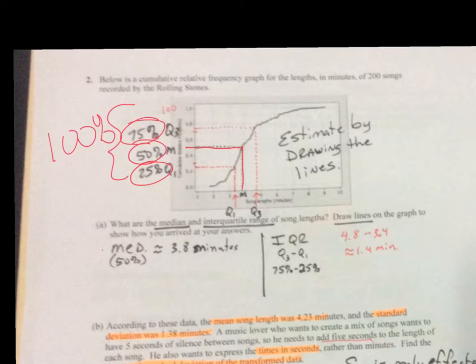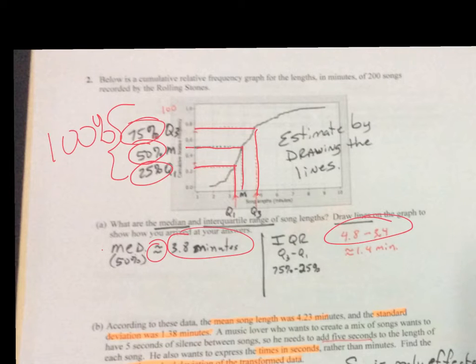You can approximate it. It's not quite halfway, so you could say 3.3 or 3.4. In this case, actually, it's almost a 4. So we stated it is approximately 3.8 minutes. Now the IQR, again, it's Q3 minus Q1. You're going to draw a line straight across and down to get Q3, which is about 4.8. Straight across for 25% and straight down, which is about 3.4. Subtract Q3 minus Q1, and you get approximately 1.4 minutes.